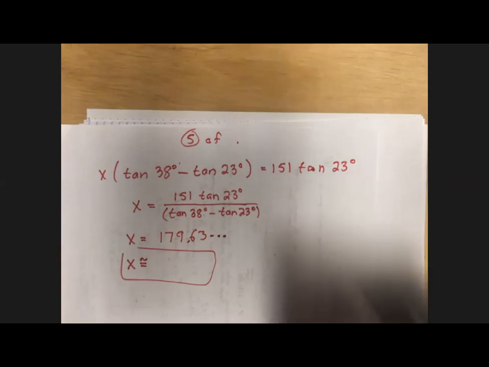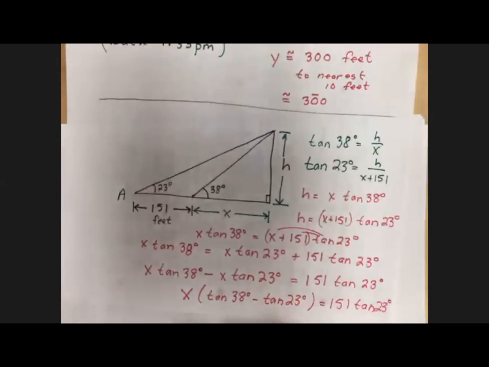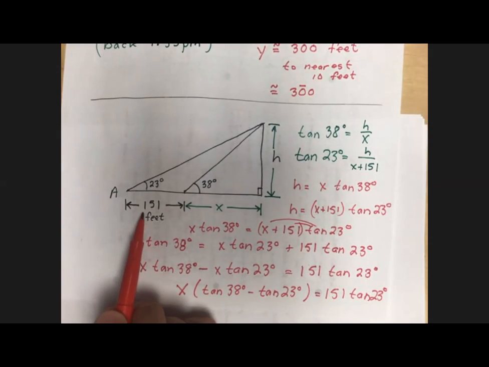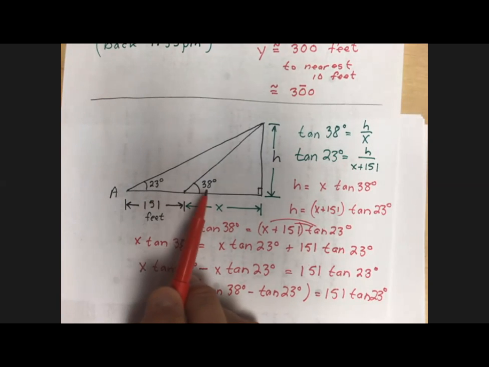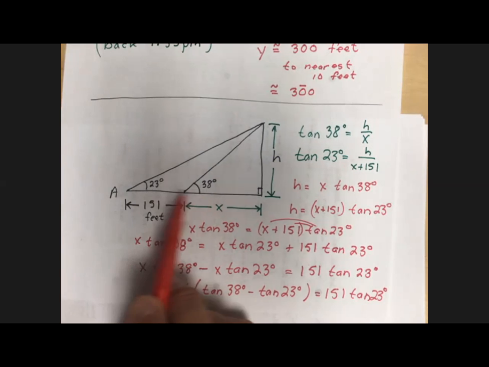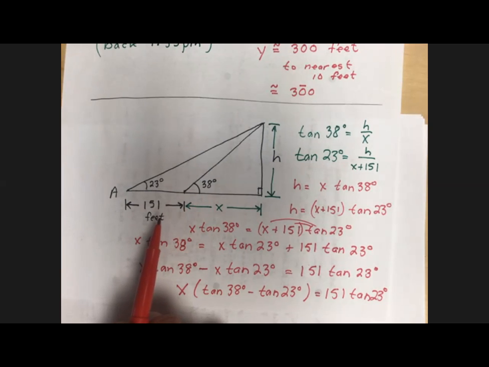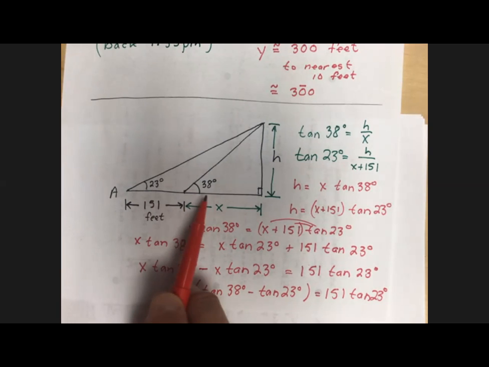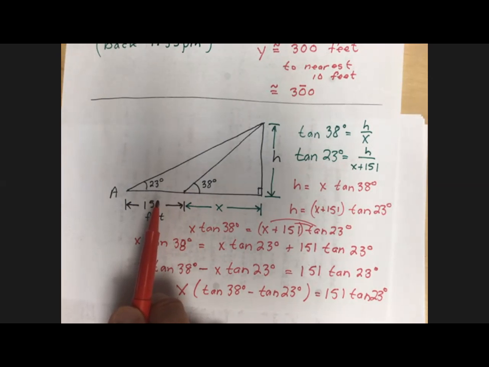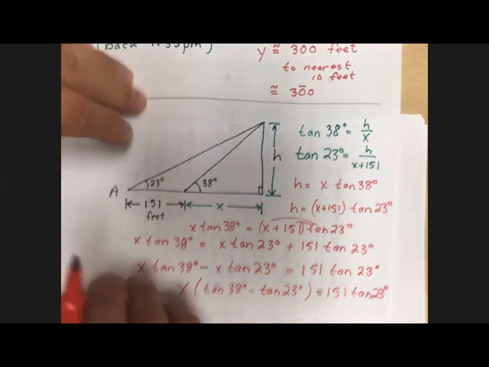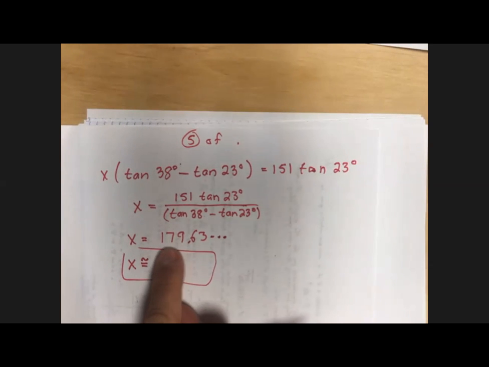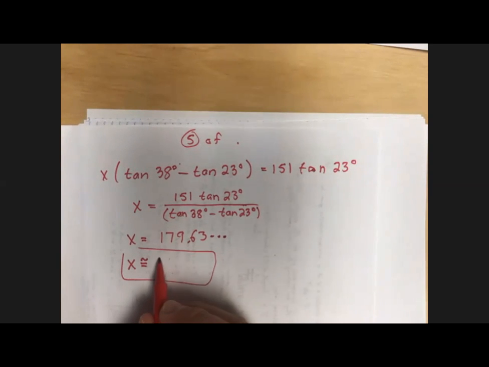Let's go back to the building. I have 3 accurate digits right here, 151, 3 significant digits, but in the angles, I only have 2 significant digits. You know, if they had measured 38.0 or 23.1, then I would have 3 significant digits there too. I guess I can't promise anyone anything more than 2 digits. So let's go back to what I calculated. If someone told me to round that off to 2 digits, I would say 180 feet.